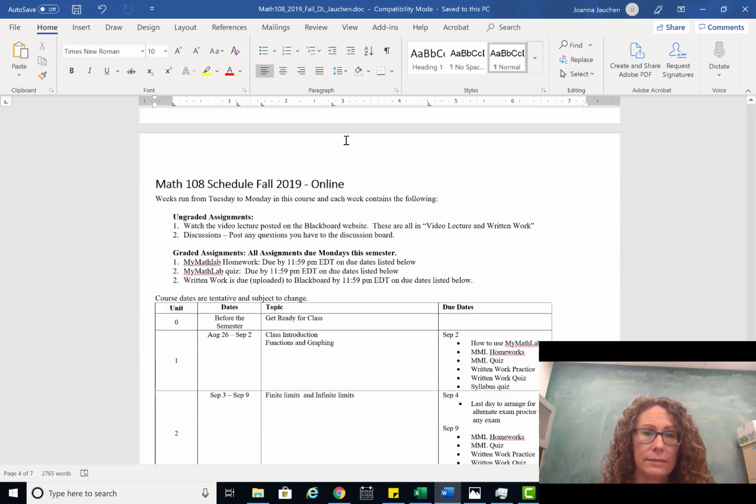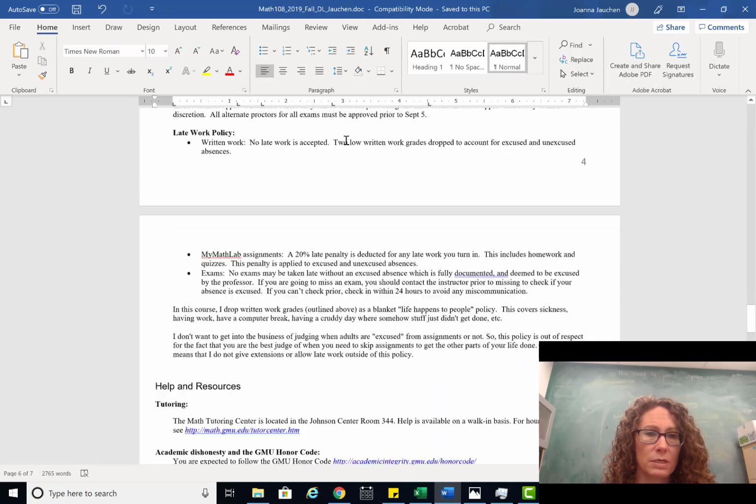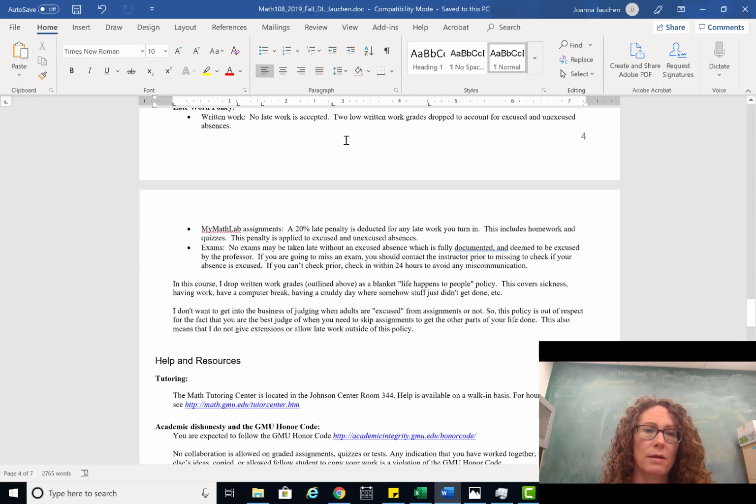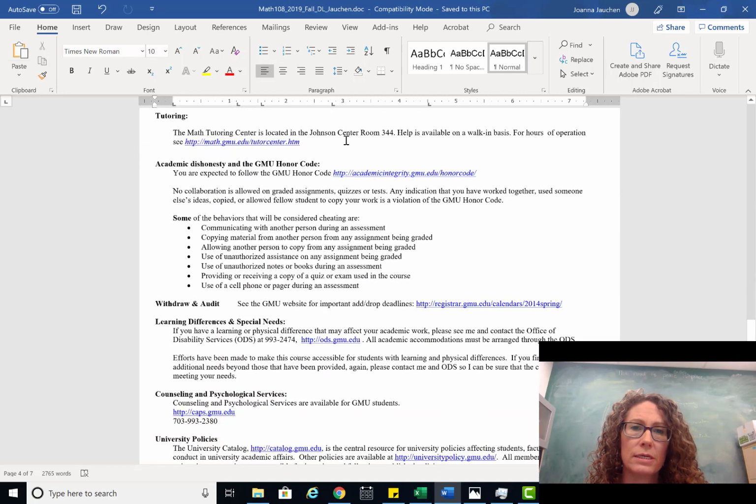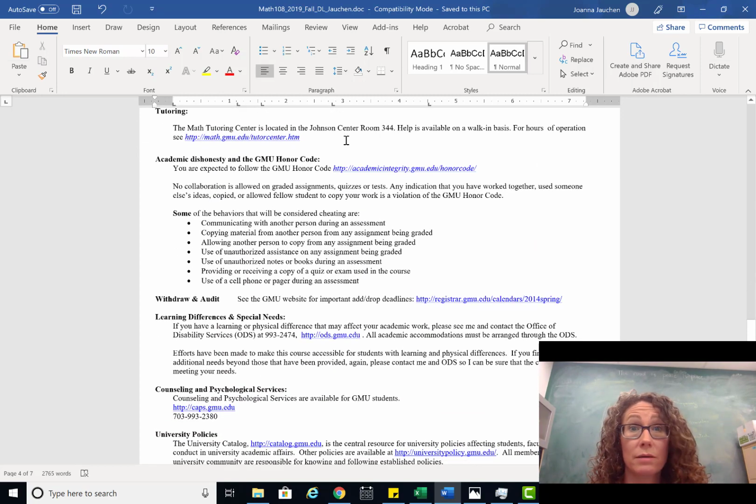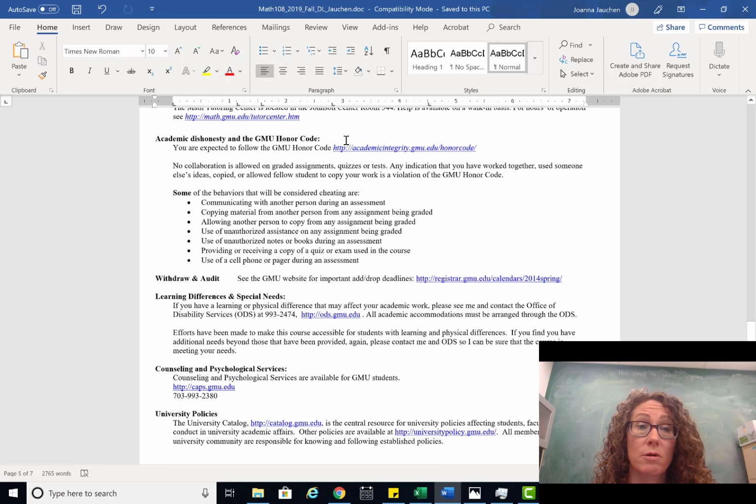And then the last thing that you might look for in the syllabus, there's a lot of great stuff here. I don't mean to skip over this, but I do want to be respectful of your time. There's a tutoring center in the JCC in room 344 that's walk-in. So you can go in there for help. I will have office hours, and I also have an undergrad assistant who has been helping me for quite a few semesters. This might be her 5th semester even. So she is able to help you as well.